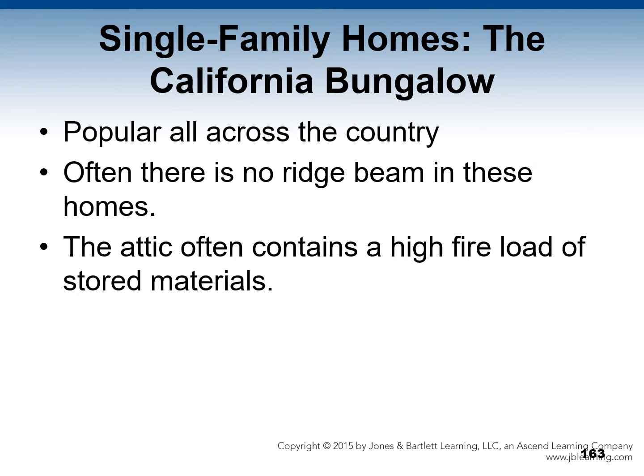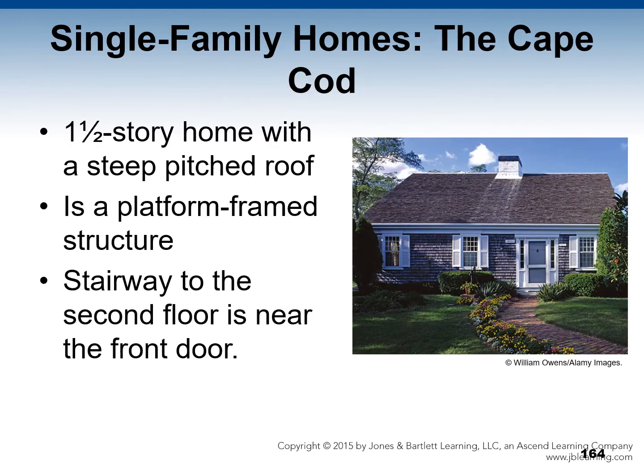Now we're going to discuss single-family homes. The California bungalow. This type of construction is popular all over the country. It consists generally of a peaked roof with rafters as small as 2 by 4 inches or 2 by 6 inches. Often there is no ridge beam in these homes. The attic often contains a high fire load of stored materials. And the house can have one or more dormer windows.